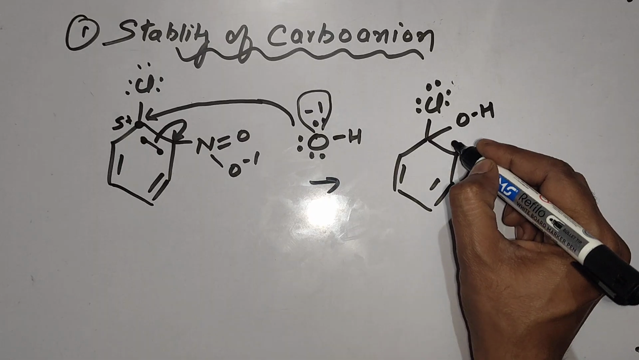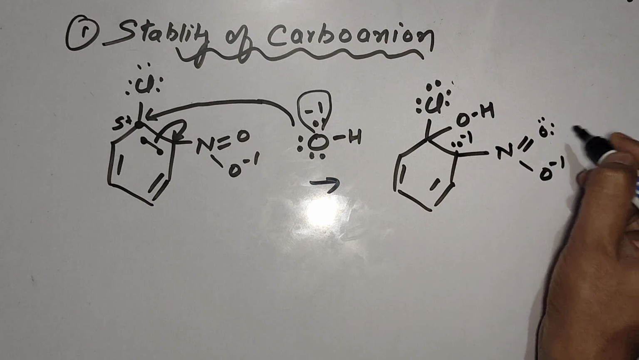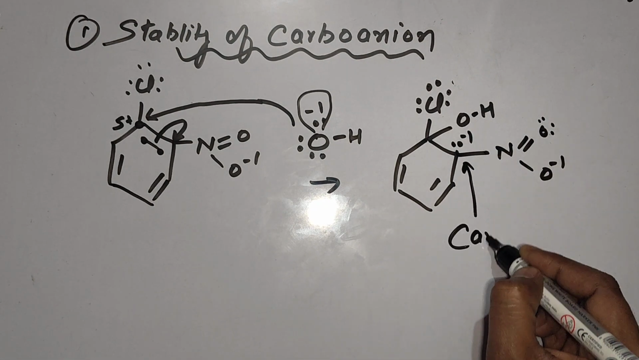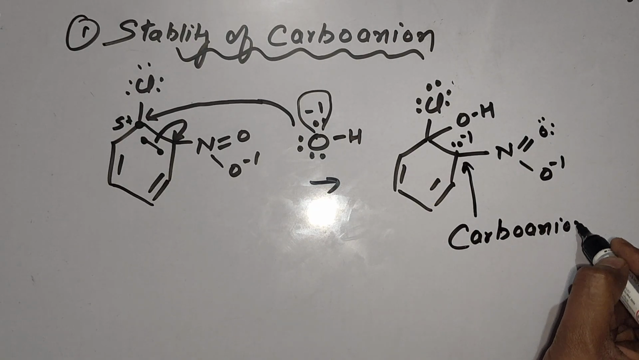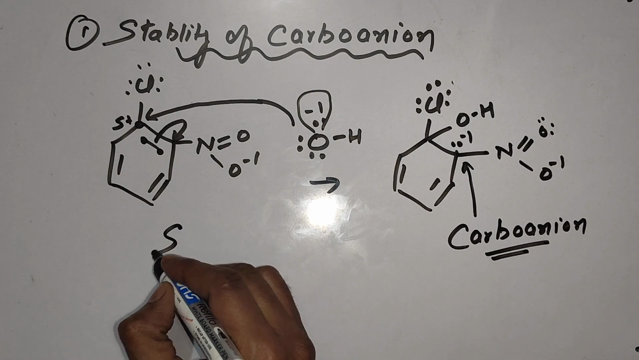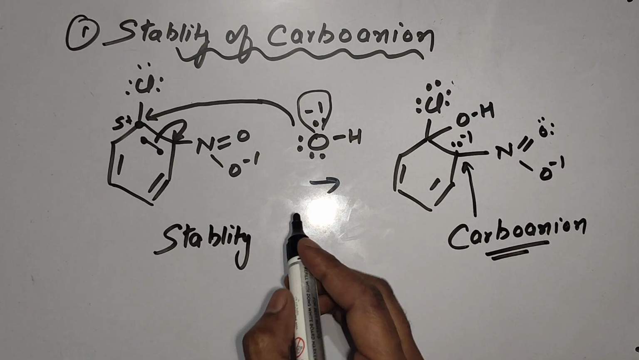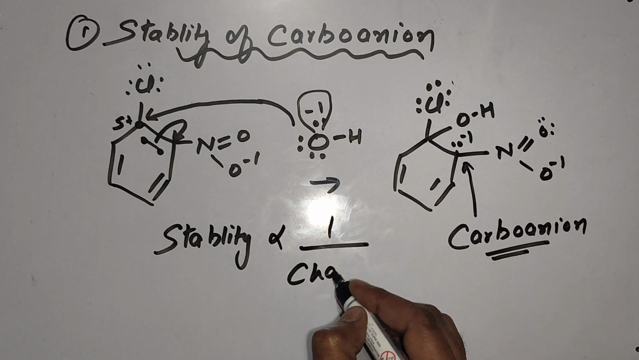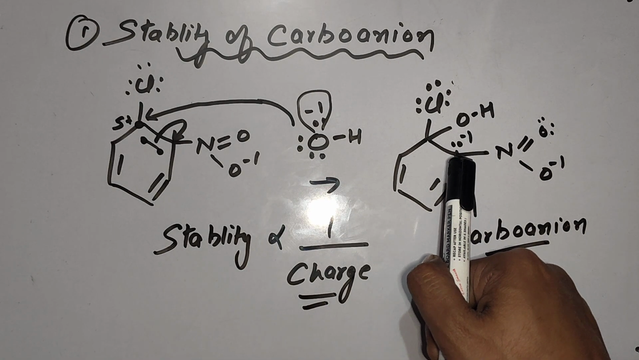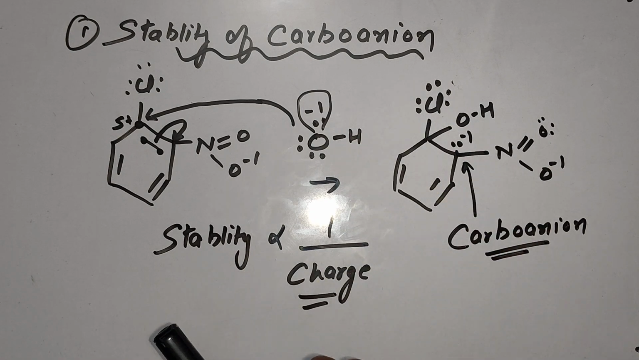So the negative charge will finish from it. What about this carbon? This carbon will become a carbanion. NO2 is there. This is the carbanion now. Now in 11th class, we have done the concept of stability of intermediates like stability of carbocation, carbanion. It is inversely proportional to their charge. If negative charge is increasing, the stability of carbanion will decrease. If negative charge is decreasing, the stability of carbanion will increase.